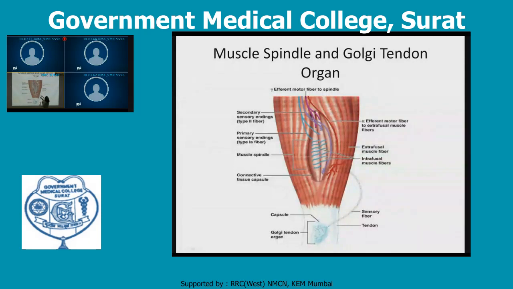The primary nerve supply to both the nuclear bag as well as the nuclear chain fibers is the type 1A fibers. This primary nerve supply is supplying both the nuclear bag fibers and all the nuclear chain fibers. Whereas the secondary sensory endings are the type 2 fibers. These type 2 fibers supply the nuclear chain fibers.